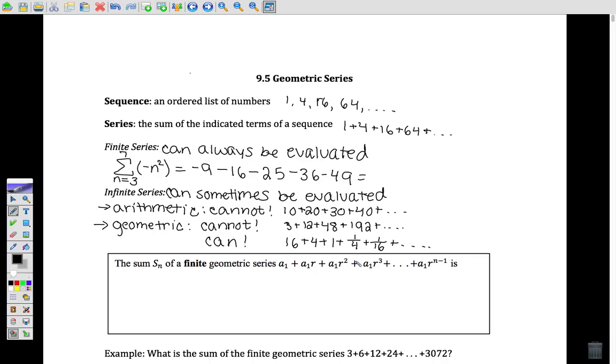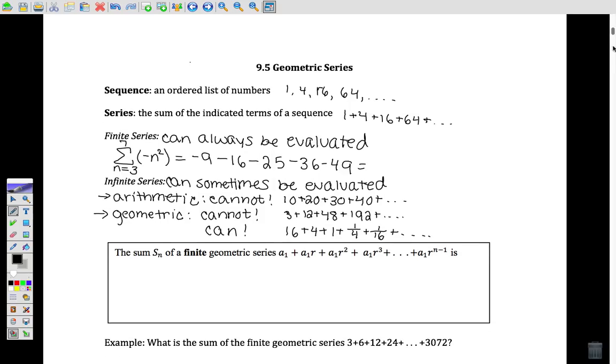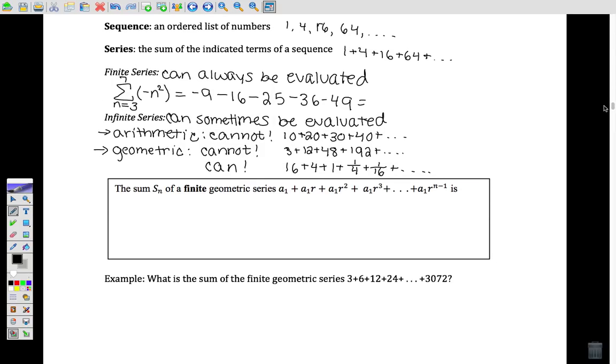So let's just start with the finite geometric series and how we can come up with a formula for that. Take a finite geometric series, A1 times r, and so on. To find the sum of this, we know what the last term is going to be because it's finite. So we say the sum, S sub n, is the first term times 1 minus the common ratio raised to the nth power, all over 1 minus r.